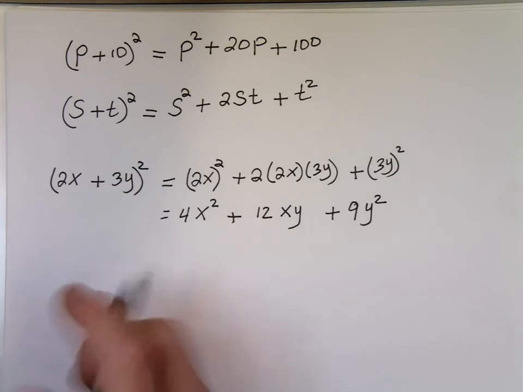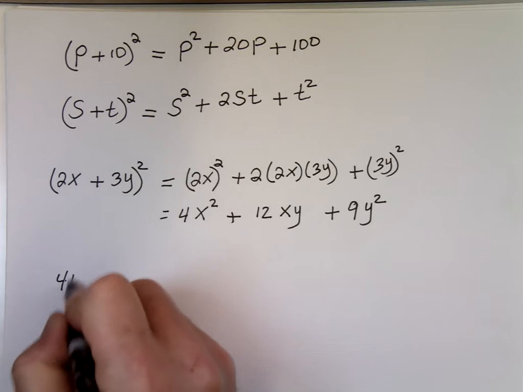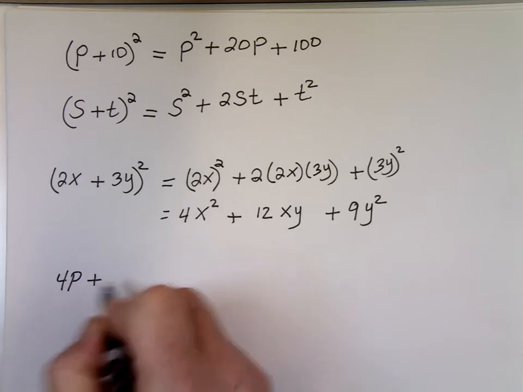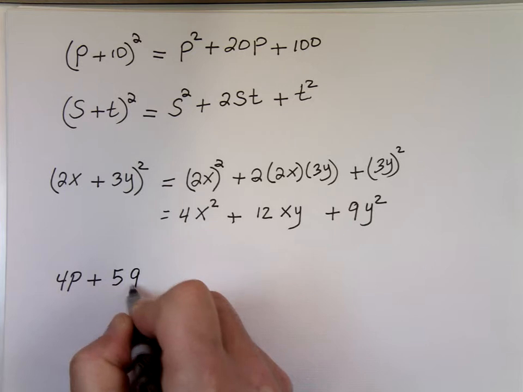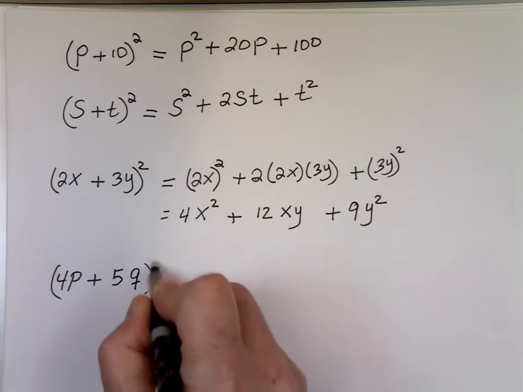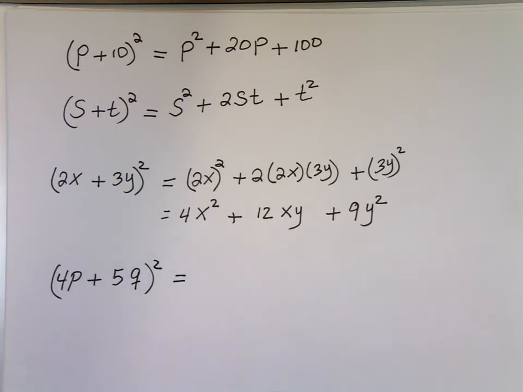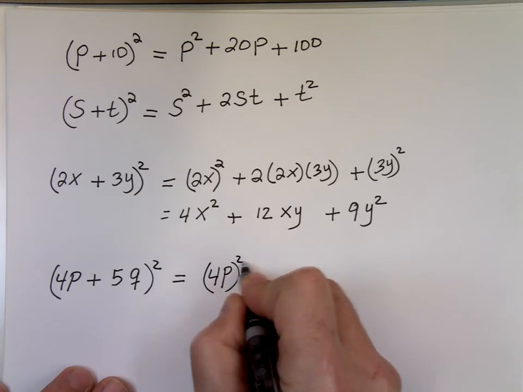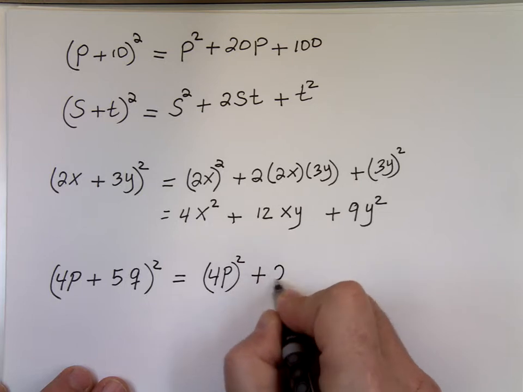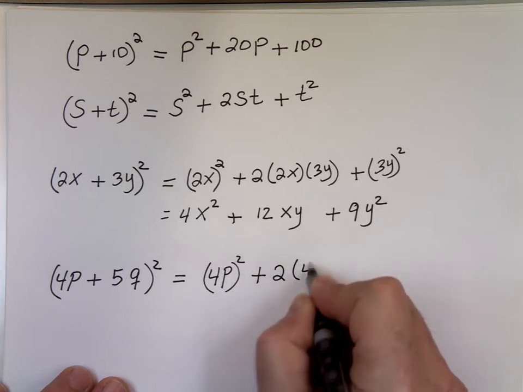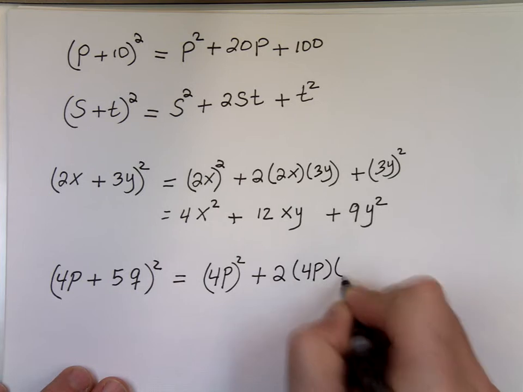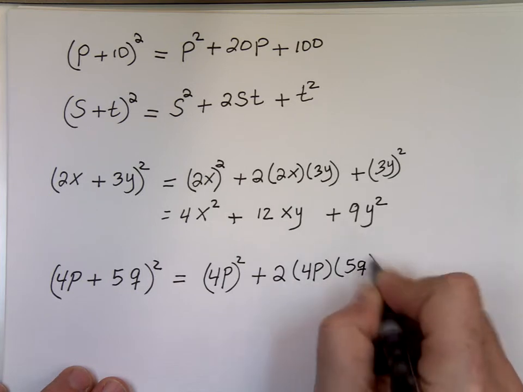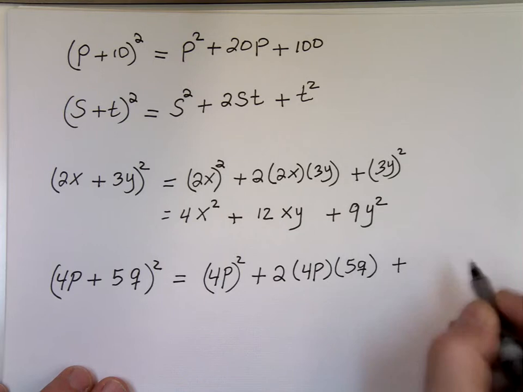Try one more. 4p plus 5q, the whole thing squared. Again, we'll do it just like this. We'll take our time with it. Square the first, plus 2 times the first times the second, and square the second.